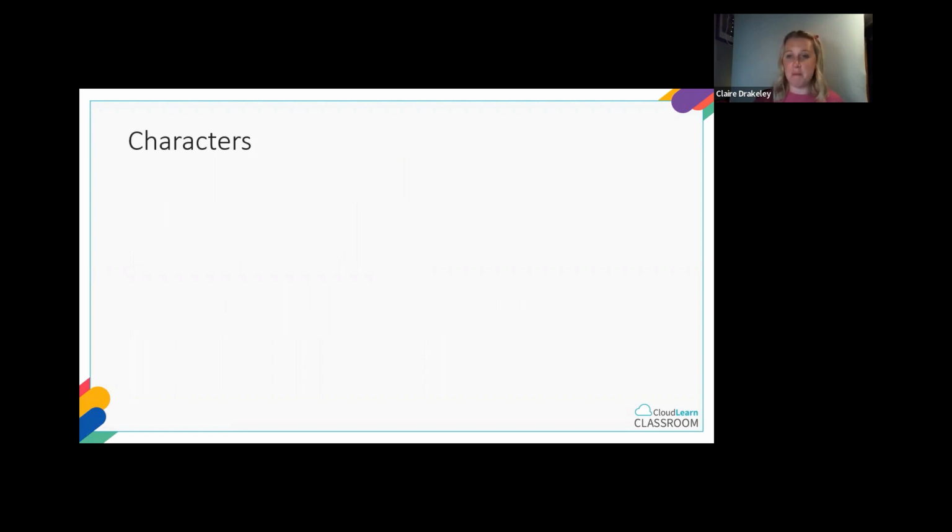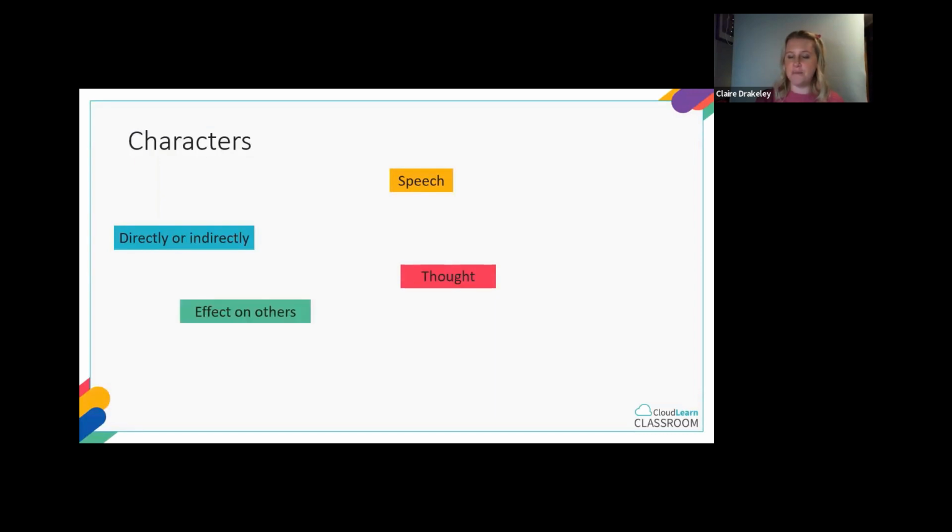One way to add depth to a character's personality is by using characterization. As we have previously discussed in previous sessions, characterization is how characters are constructed during a plot. This can be achieved both directly or indirectly through speech, thought, effect on others, appearance, and actions. All of those combined give us more information about a character, give them depth.